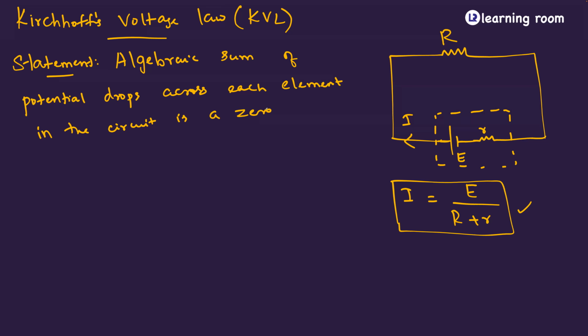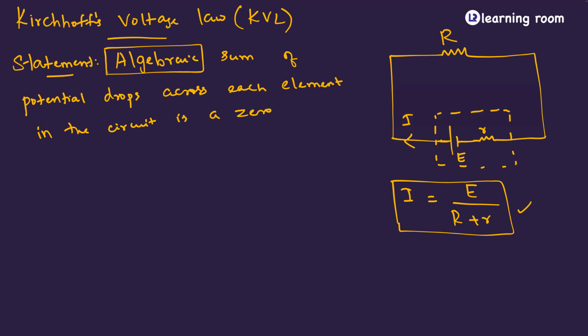So here also, if you observe, I use the word algebraic sum because we need to understand one thing, that where is energy being lost and where is energy being gained. Okay. So to understand that, listen to this. For you to apply this law, what did I say? Algebraic sum of potential drop across each element in the circuit is 0. Right. If you look at this circuit, how many elements are there?